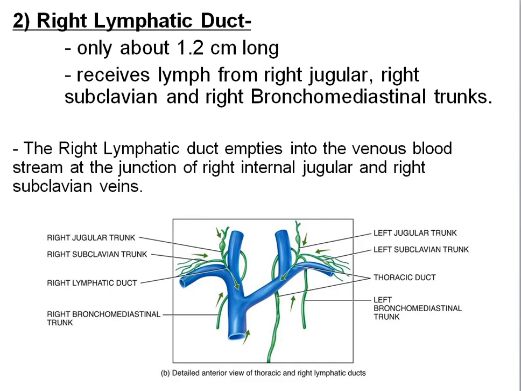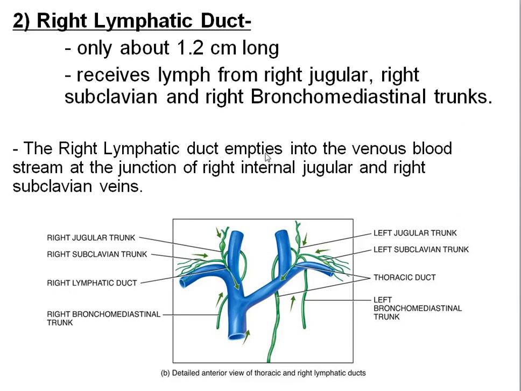Our other duct is the right lymphatic duct, and it's a little one. It's only about 1.2 centimeters long. It receives lymph from the right jugular, the right subclavian, and the right bronchomediastinal trunk. So it gets the right side of your head, your right arm, and the right side of your chest. But that's it. Everything else goes into the thoracic duct.